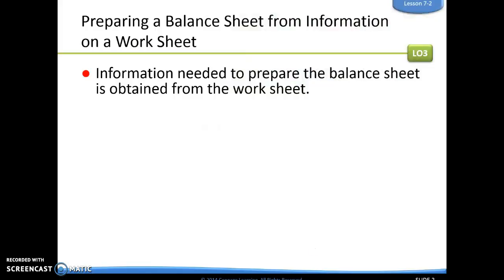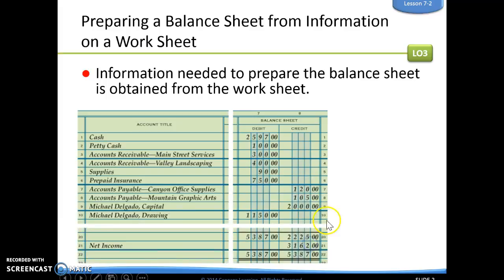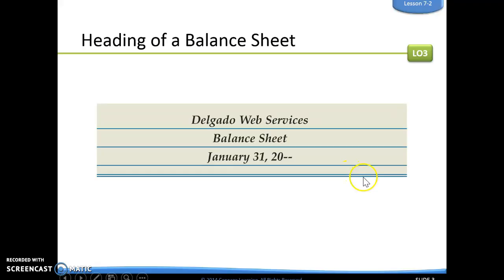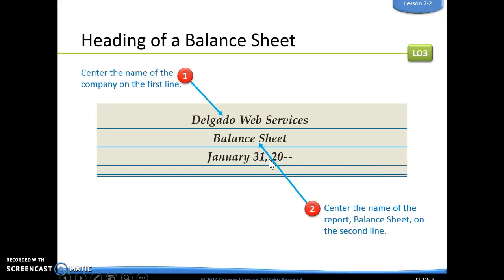So just like the income statement, we're going to get the information to prepare a balance sheet off of our worksheet. So we're going to look now at our balance sheet columns. Remember, a balance sheet shows assets equals liabilities plus owner's equity. We're going to start with our heading. So our who, what, and when. Now for this one, we are using simply the date because this is going to show the specific balance of those accounts on that specific date.